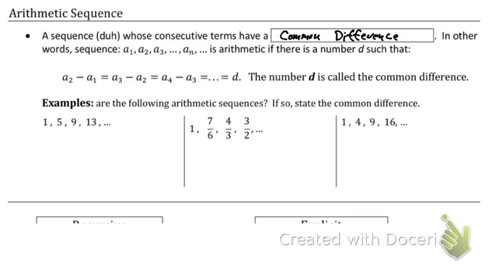So for example, we have 1, 5, 9, and 13. This is what we're going to do to almost every sequence. You're going to see, is there a number I can keep adding to get to the next digit? In other words, to get from 1 to 5, you just add 4. To get from 5 to 9, you add 4. To get from 9 to 13, you add 4. Because we keep adding 4 over and over and over, that is an arithmetic sequence.